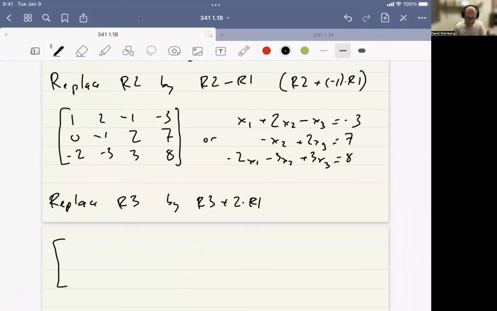So what is our resulting matrix going to be? Row 1 hasn't changed. Row 2 hasn't changed. Just row 3. So we've got -2 plus 2 times 1 is 0. We've got -3 plus 2 times 2 is 1. We've got 3 plus 2 times -1 is also 1. And we've got 8 plus 2 times -3, which is 8 minus 6, is 2.